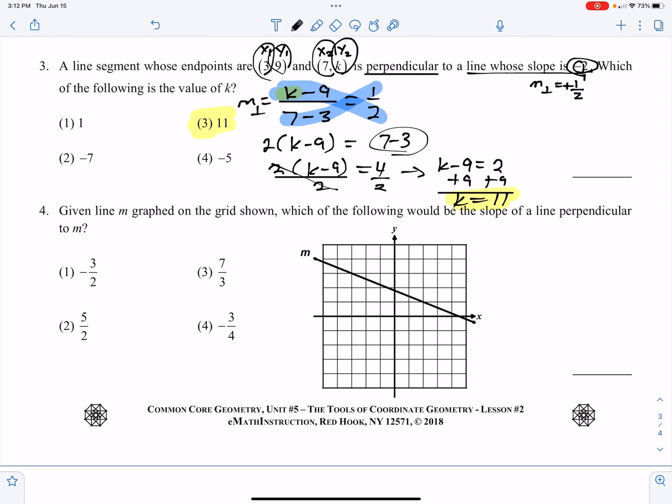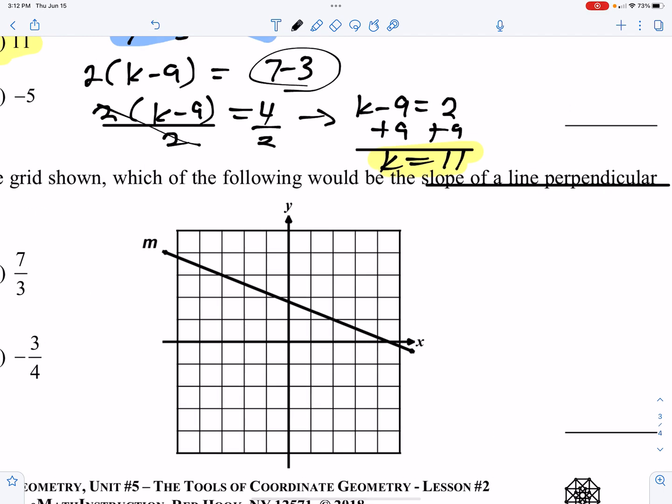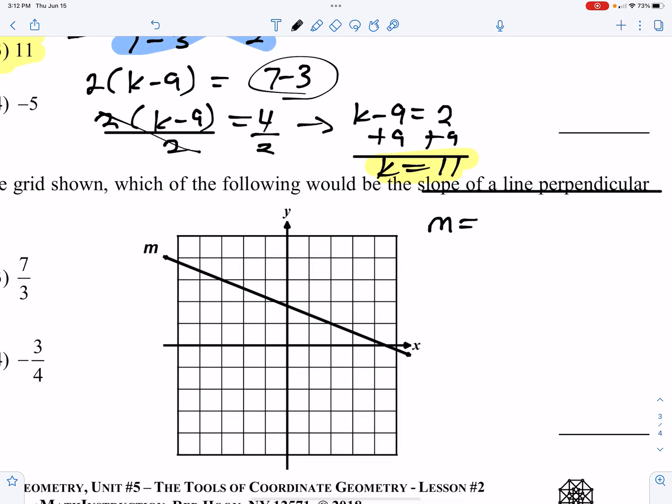Number 4, given that the line graphed on the grid shown, which of the following would represent a slope of a line perpendicular to m? So first, let's find the slope of m. Okay, so what's the slope of m?